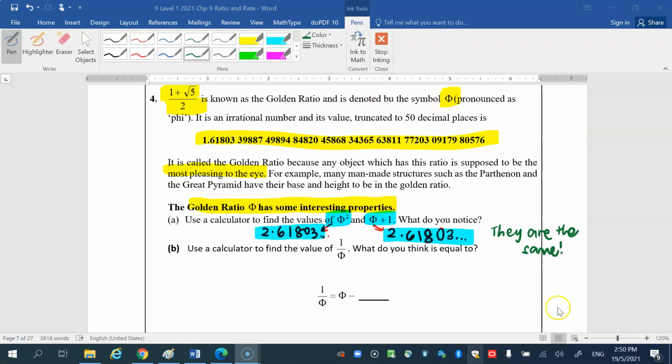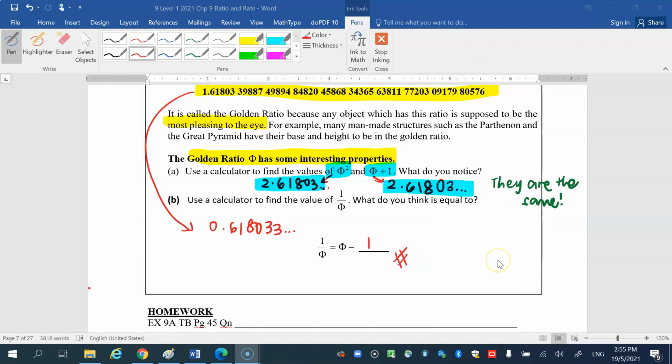Alright, the last part over here, use a calculator to find the value of 1 over phi. So you press calculator for phi, then you take 1 divided by answer. The value you get is actually 0.618033 and so on, okay? An irrational number. And what do you think this is equal to? Okay, this is very similar to this one, right? Okay, so how are they related? You just take the golden ratio, you minus 1, you get this 1 over phi, which is also another interesting property that not many numbers have.